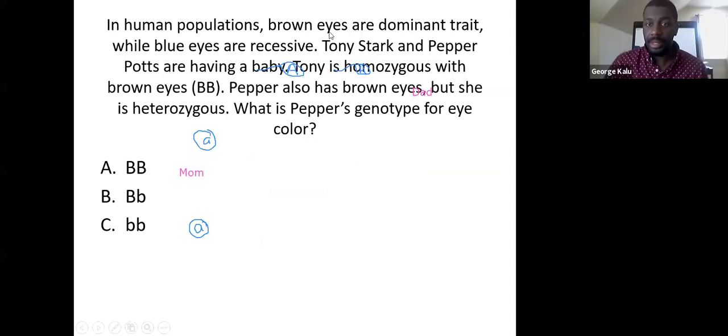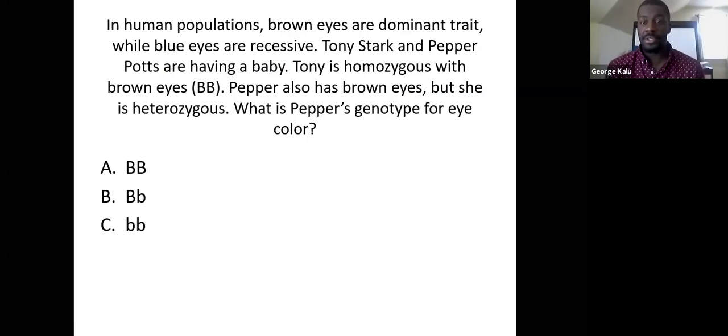So here we have a situation. In human populations, brown eyes are a dominant trait while blue eyes are recessive. So Tony Stark and Pepper Potts are having a baby. Tony is homozygous for brown eyes, which means he's big B, big B. Pepper also has brown eyes, but she is heterozygous.